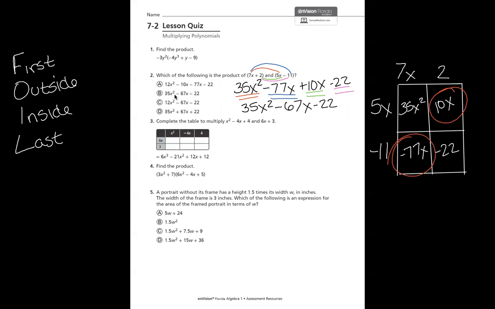And looking at my answer choices, not A, 35x squared. So it looks like it's going to be letter B. Letter D wouldn't work because it has the wrong signs. Okay, so letter D. Okay, moving on to number 3, they're actually asking us to use the box method.